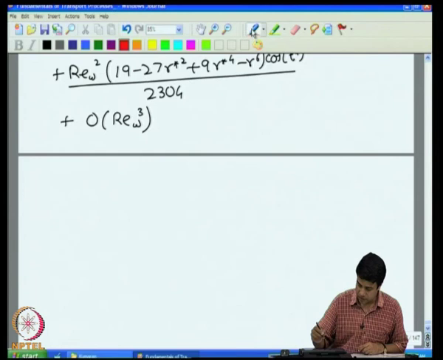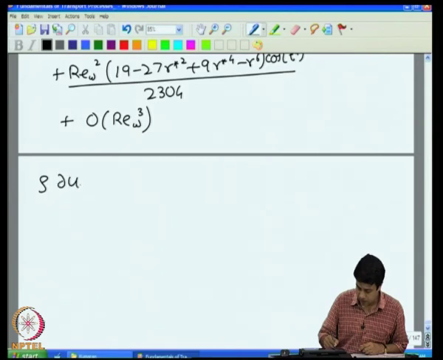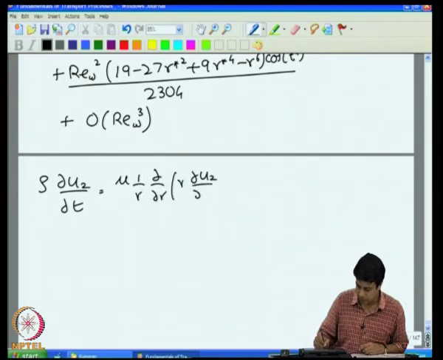So my original equation in terms of u z was rho times du z by dt is equal to mu times 1 over r d by dr of r du z by dr minus k cos omega t. Okay.